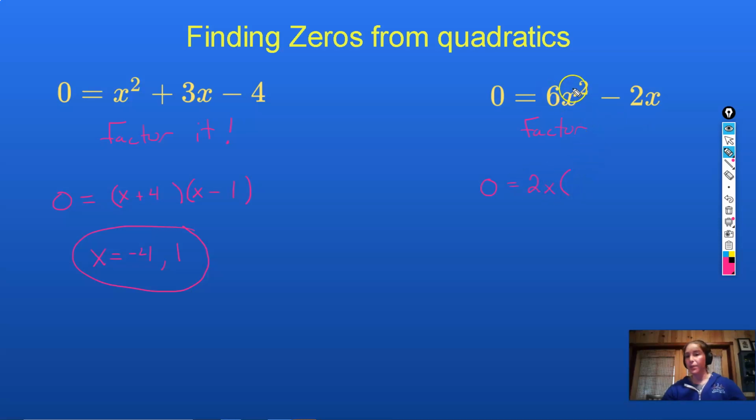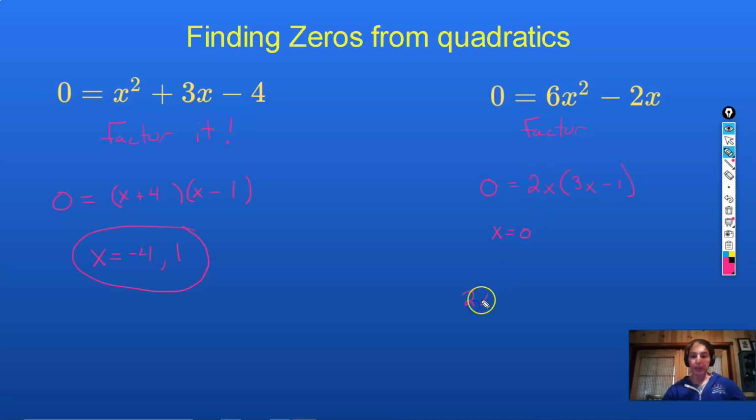If I pull 2x out of 6x squared, that'll leave me with 3x. And if I pull a 2x out of negative 2x, that'll leave me with a negative 1. So now this is factored. What do I do with this 2x? So this 2x is a factor. So what is my 0? Well, in this case, my 0 would be 0.